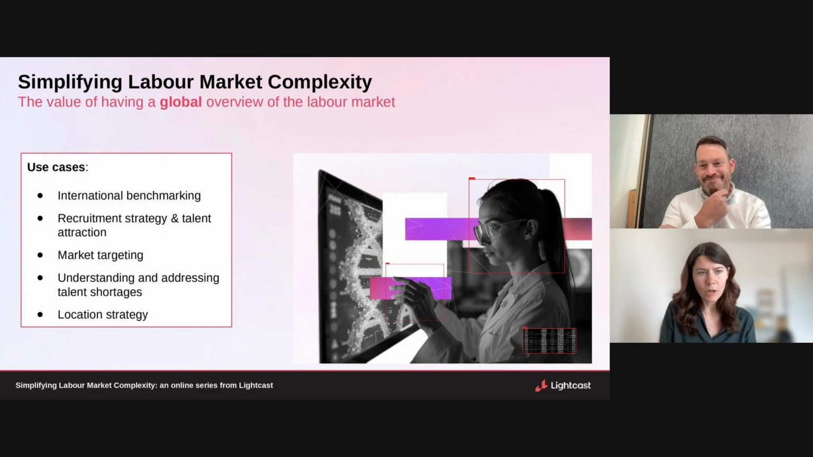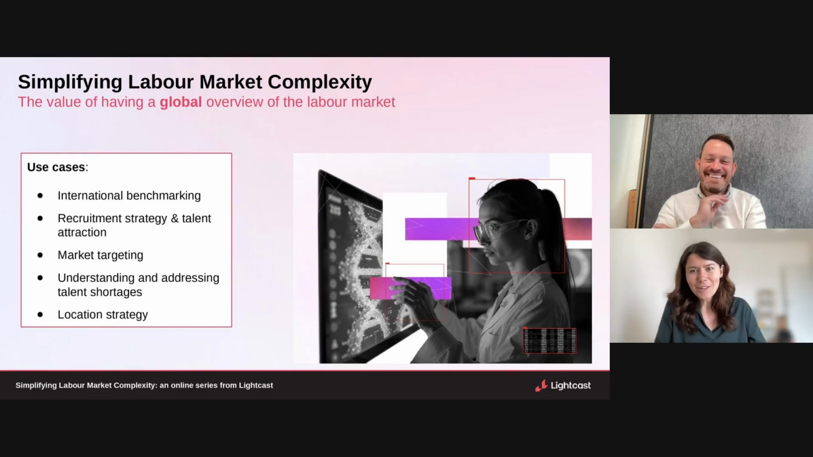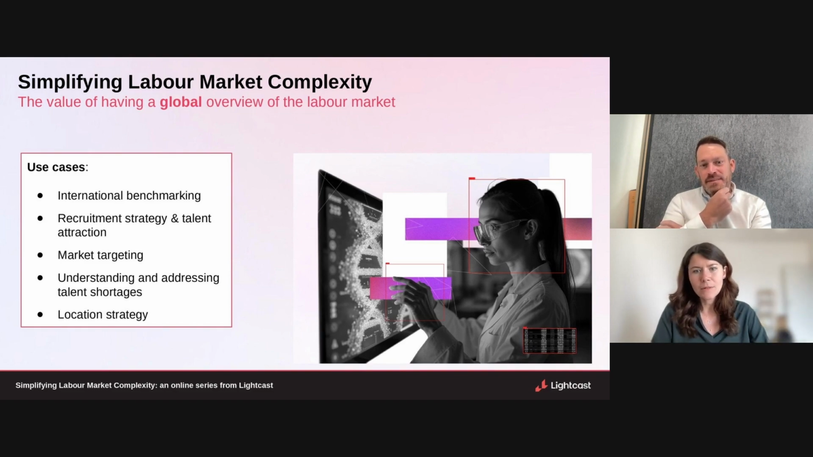We talked about before global labor markets. I mean, there is a UK labor market, but the UK is an island, but the UK labor market is not an island. It's not isolated from other labor markets right across the world. And so understanding how these trends are happening globally is really important.